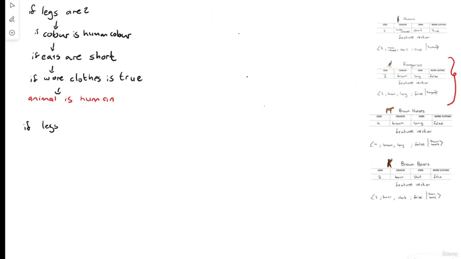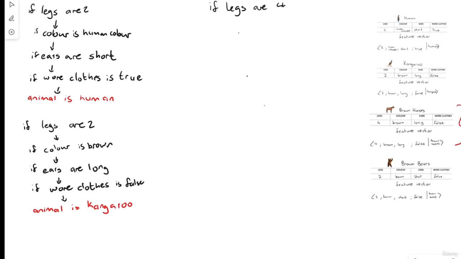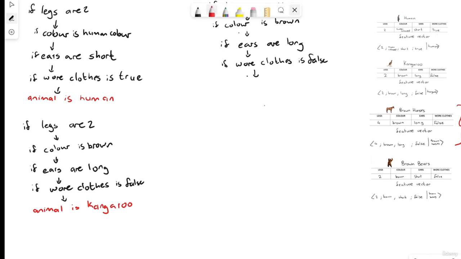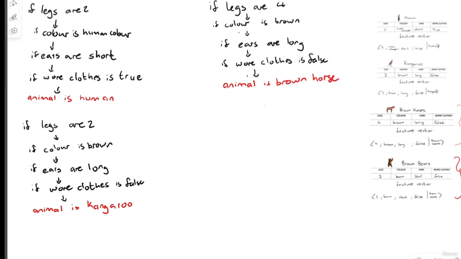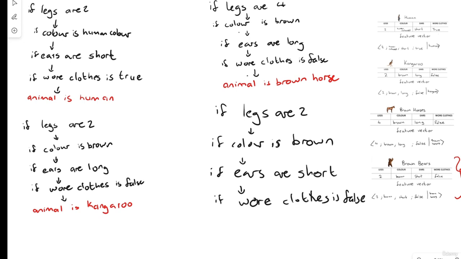In a similar way, if the animal meets the conditions that would result in it being classified as a kangaroo, it would be classified as a kangaroo. And the same if it met the conditions of being classified as a brown horse or brown bear. Once Fred has completed his program, he would then take the features of the unknown animal and input them into the program to get a classification.